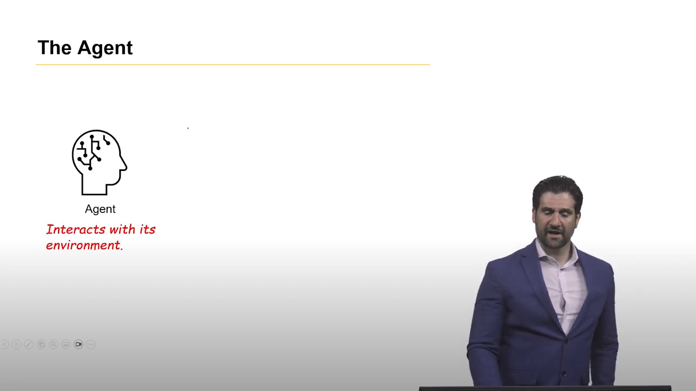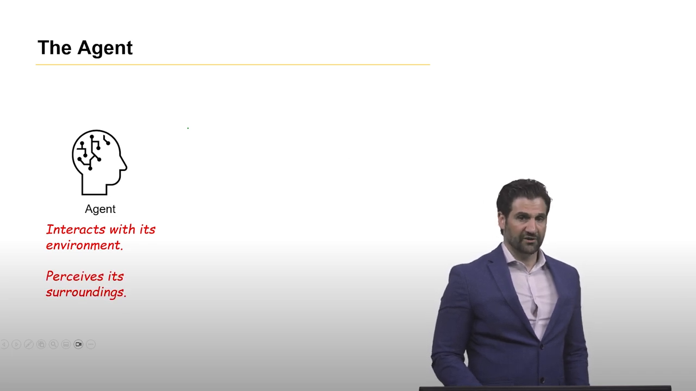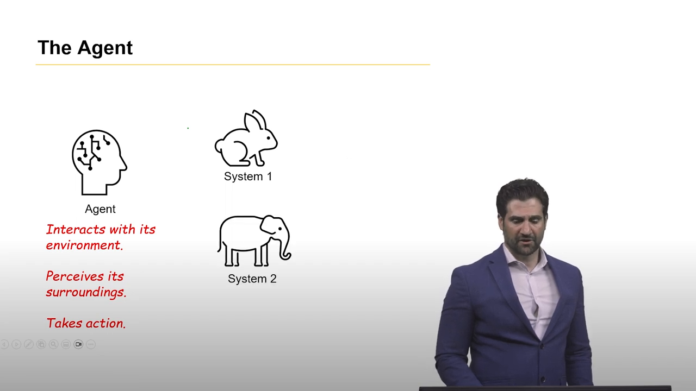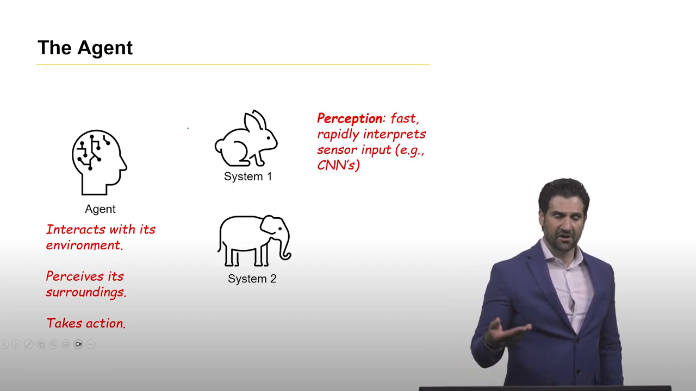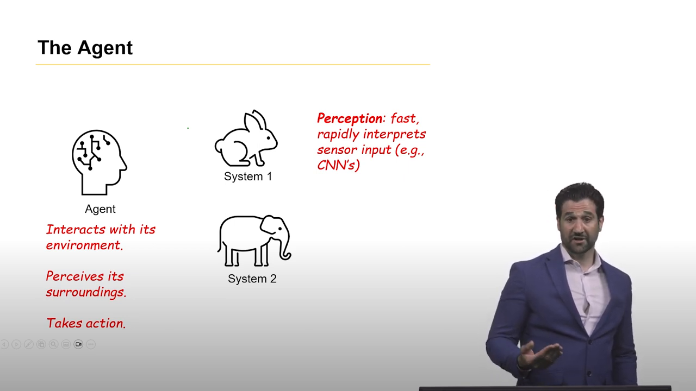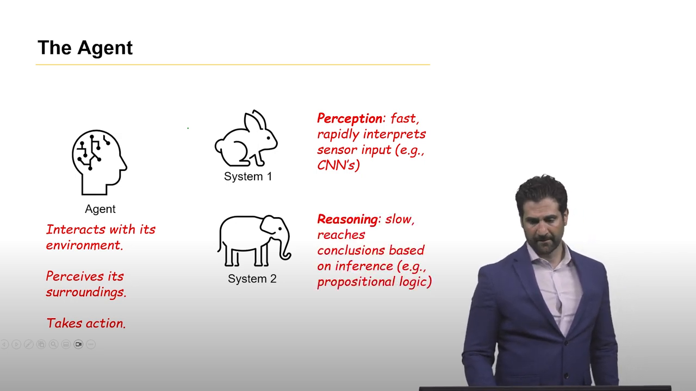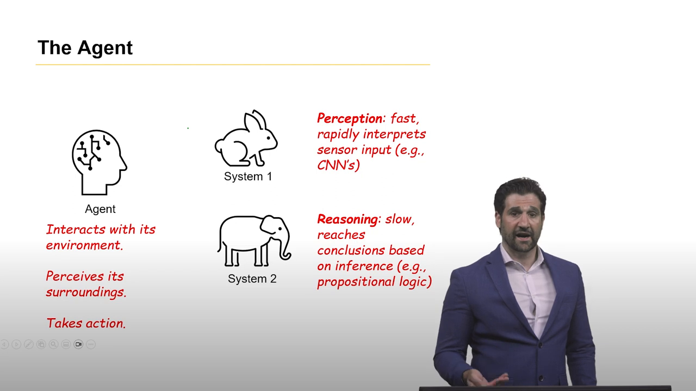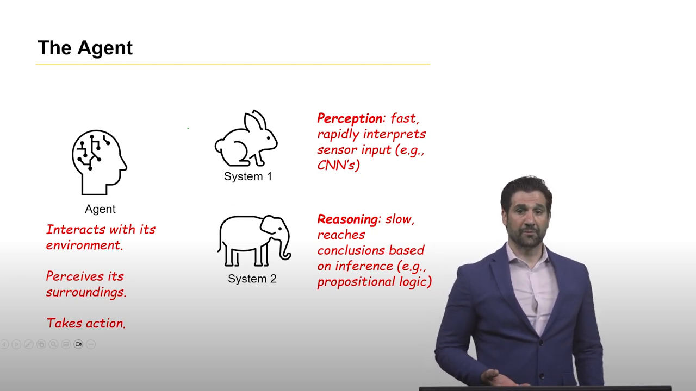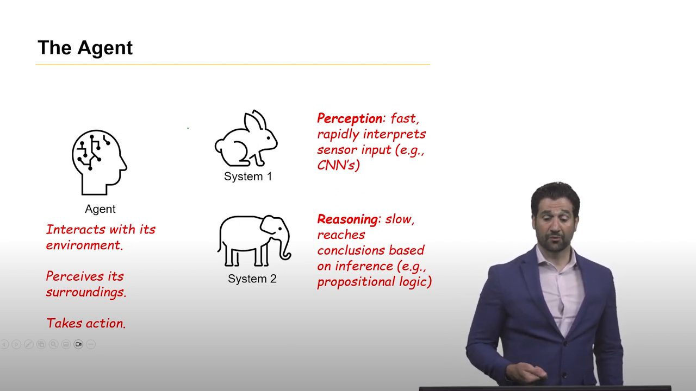So when we look at how the agent interacts with its environment, it perceives its surroundings and it takes an action. So system one and system two. System one is the fast perceptual system. How does it interpret sensory input? Again, a great example here is convolutional neural networks. System two is slow, how it reaches a conclusion based on an inference. And here are things like propositional logic, that we also cover in this course, that are important things to consider.